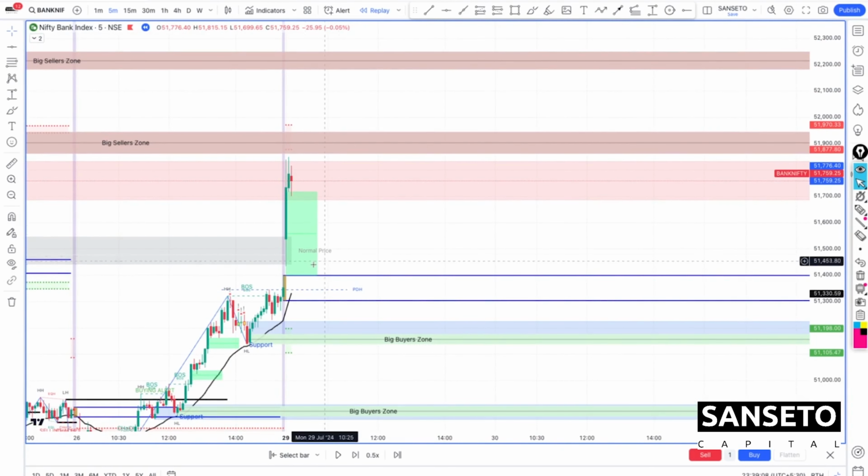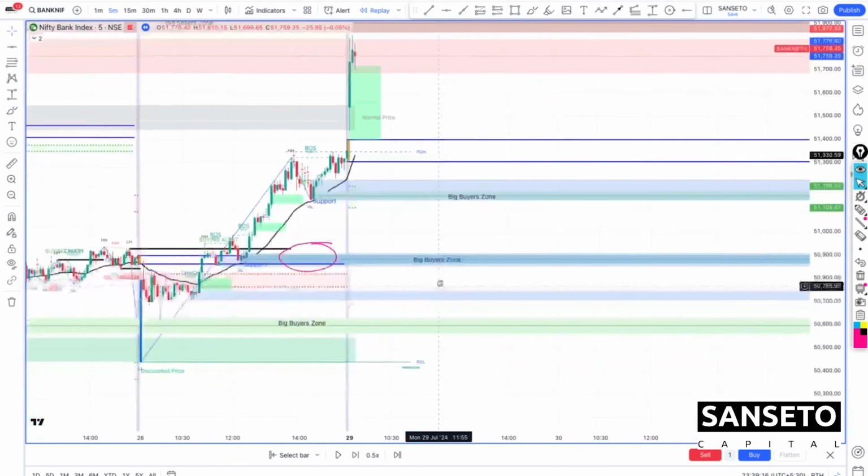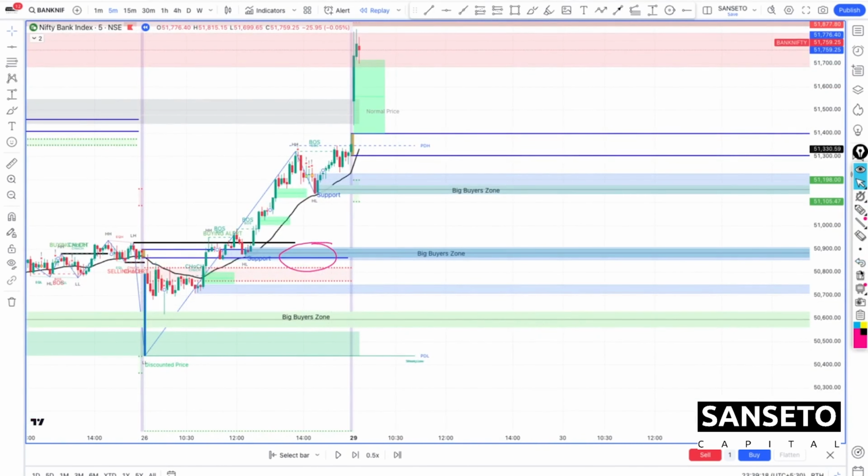Let's assume now the market is at the normal price. Before, if you would have noticed, the market was at the discounted price. So from the discounted price, as we told you, the market is likely to go to the normal price.